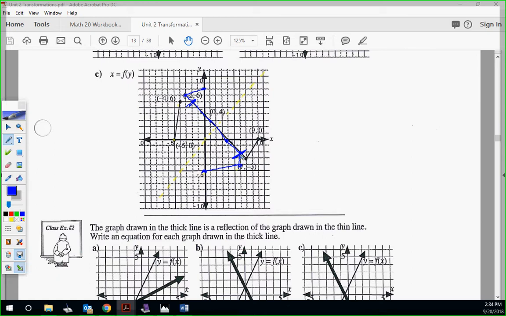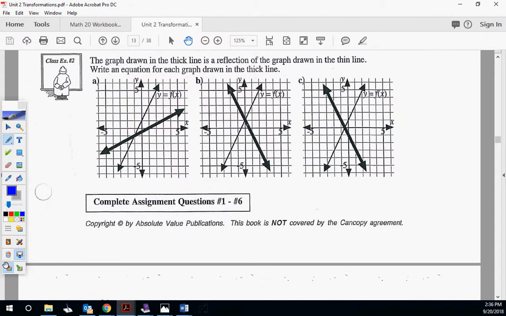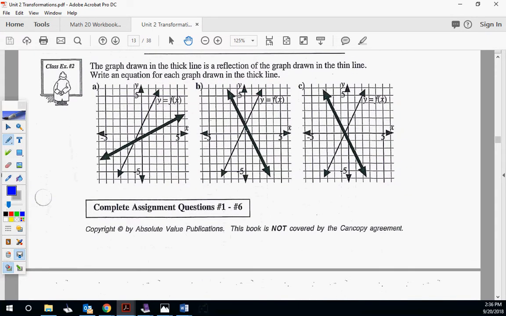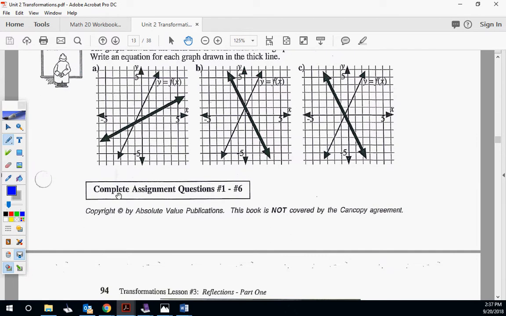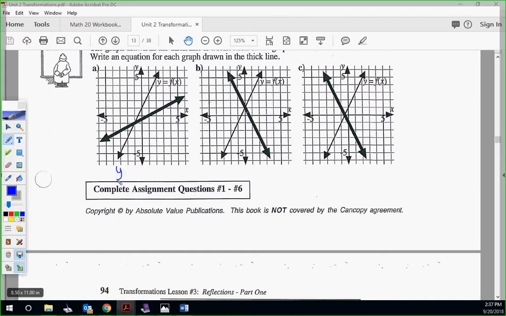All right. You guys doing good? All right. So let's go ahead and do the graph drawn. The thick line is the reflection of the graph drawn on the thin line. So write the equation of the graph drawn on the thick line. So we're just doing it in terms of f of x. So what is this one doing? How's it being reflected? Is it inverse? Is it y-axis? Or is it x-axis? Inverse. So this one is y equals f negative 1 of x. Oh, negative 1. Not doing derivatives yet. Not f prime. Okay.